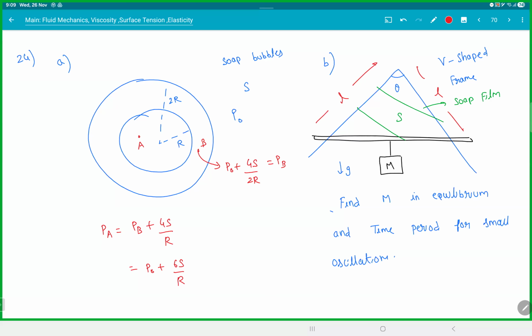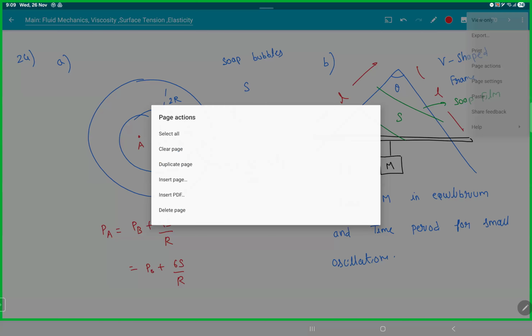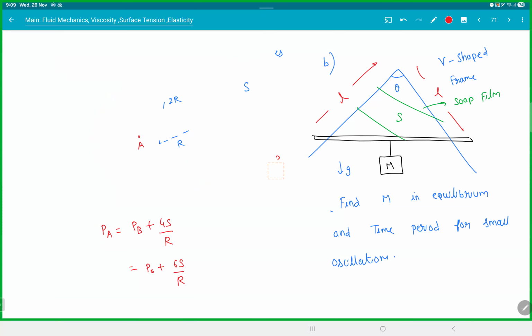What about the next one? So in that V-shaped frame, if you keep a block M, what is the mass M in equilibrium? And if you pull the block and leave it, find the time period for oscillations. That would be a better question. Try. I'll give you a minute or two for this. So surface tension and SHM.